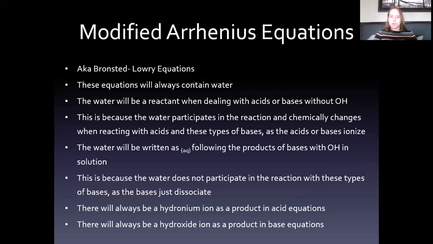In this case, with modified Arrhenius equations, the water is actually participating in the reaction. And so the water will either gain a proton from the acid or it will lose a proton to a base. There will always be a hydronium ion produced if the reactant was an acid, or a hydroxide ion produced if the reactant was a base.